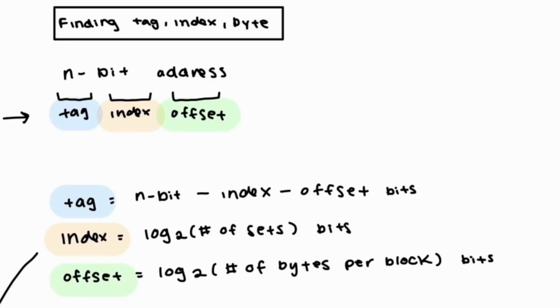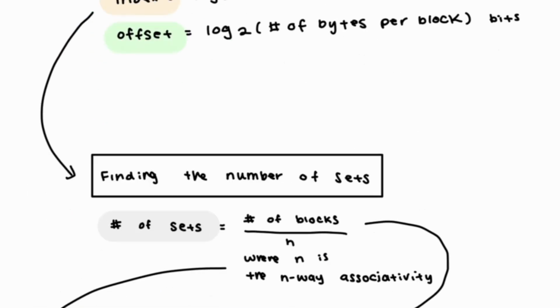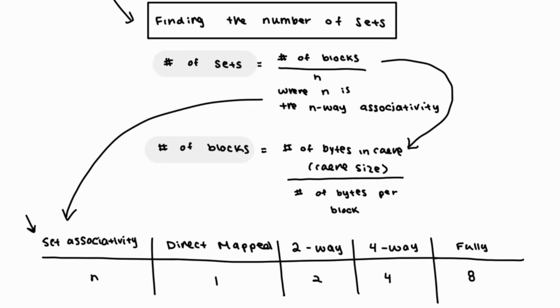One important thing is we might not be given the number of sets. So to find the number of sets, I set up some formulas and also a table for you to look at. The number of sets is equal to the number of blocks in a cache divided by n, where n is the n-way associativity. I have this table over here for finding n based on the set associativity. If it's direct map, n will be 1, which makes sense because in direct map, each set can only have one block. Two-way is 2, four-way is 4, and fully associative is 8.